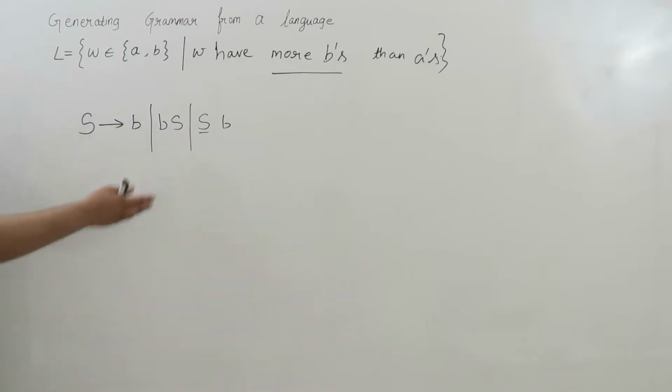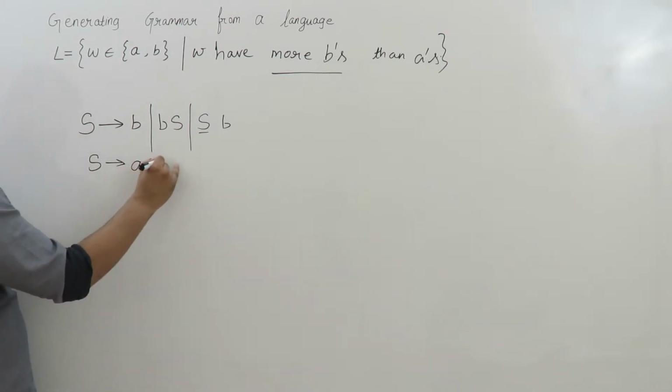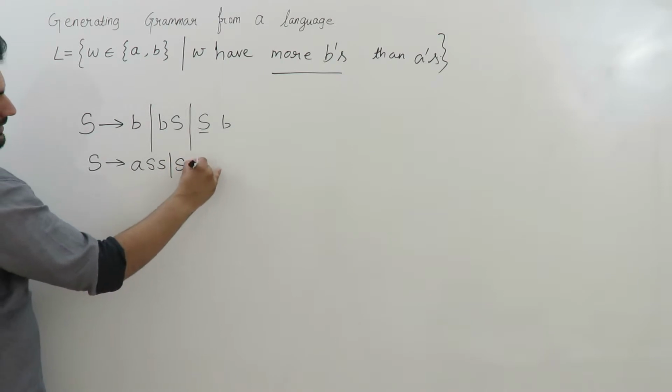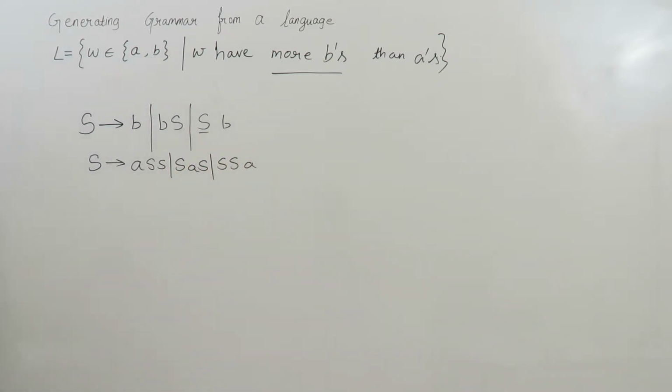Or if we need to introduce A's in this production, then we can have S derives ASS, SAS, or SSA. Any number of A's can be substituted using this production, and finally you will have to terminate using this B only. That will make your string have more B's than A's.